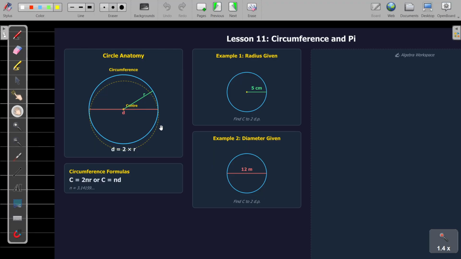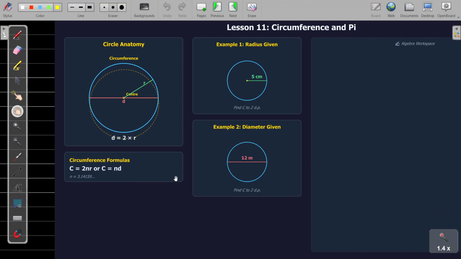The circle is nature's perfect shape because, as you can see right here, it has no straight edges. Our normal rules of perimeter and area do not really apply to the circle. So we'll learn the anatomy of a circle and how to measure its boundary.